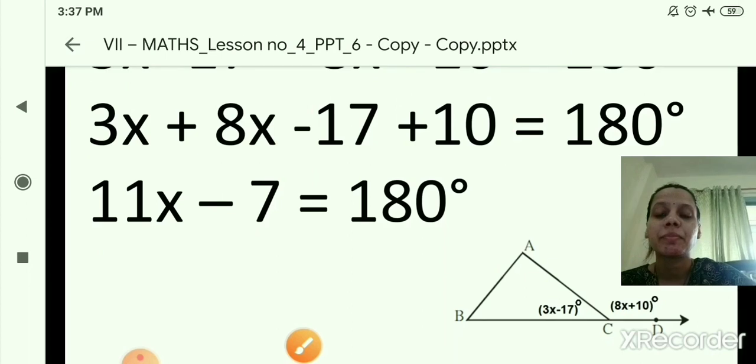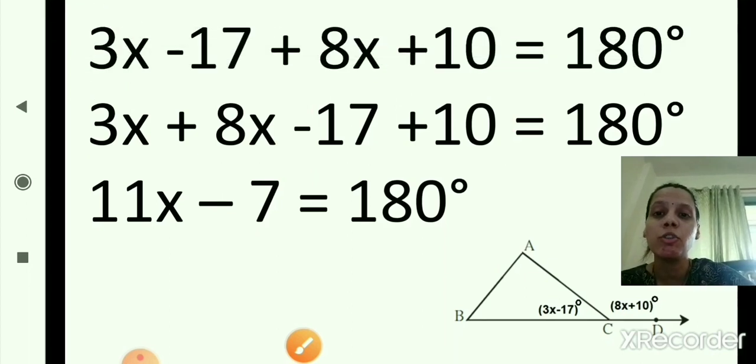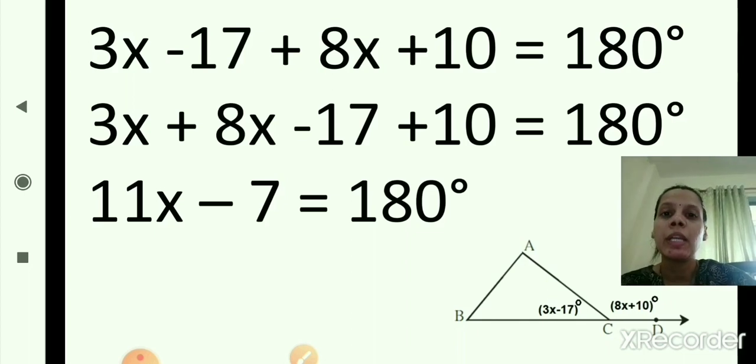What we have started in the solution, first we will write down measure of angle ACB plus measure of angle ACD is equal to 180 degree. Then measure of angle ACB is given, that is 3x minus 17, and measure of angle ACD is given, that is 8x plus 10. So 3x minus 17 plus 8x plus 10 is equal to 180 degree. Why are they 180 degree? Because they are angles in a linear pair, and angles in a linear pair measure 180 degree.